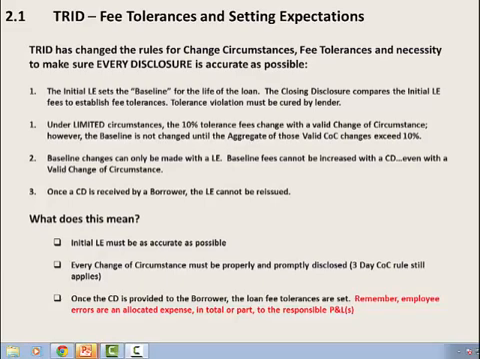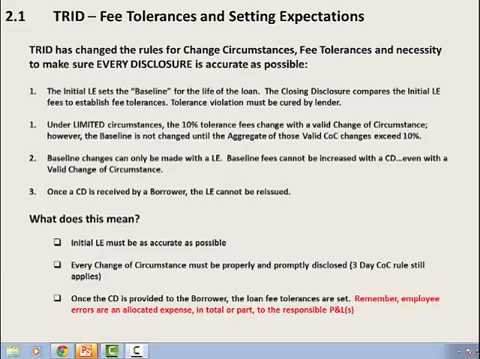The closing disclosure compares the initial LE fees to establish fee tolerances. Tolerance violation must be cured by a lender. Under limited circumstances, the 10% tolerance fees change with the valid change of circumstance. However, the baseline is not changed until the aggregate of those valid COC changes exceeds 10%.